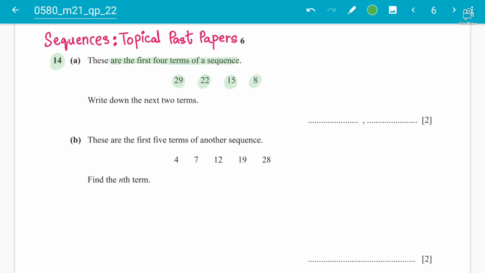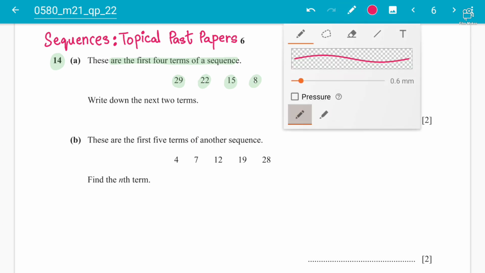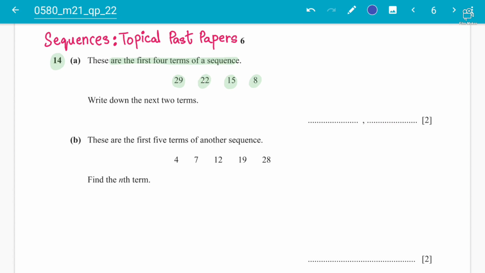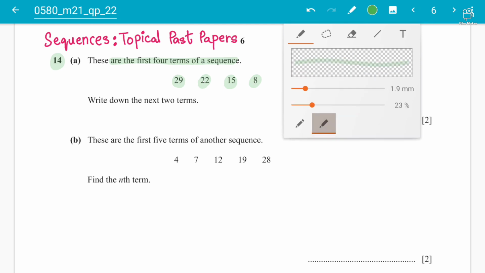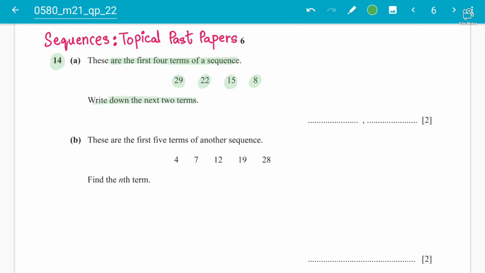First thing, always the first step in a sequences question, you try to establish the common difference. We are able to find a common difference here, and that is why we have to write down the next 2 terms. If we find the common difference, we say that 29 minus 22 is 7. So it is basically a difference of 7. 22 minus 7 is 15, and 15 minus 7 is 8, right?